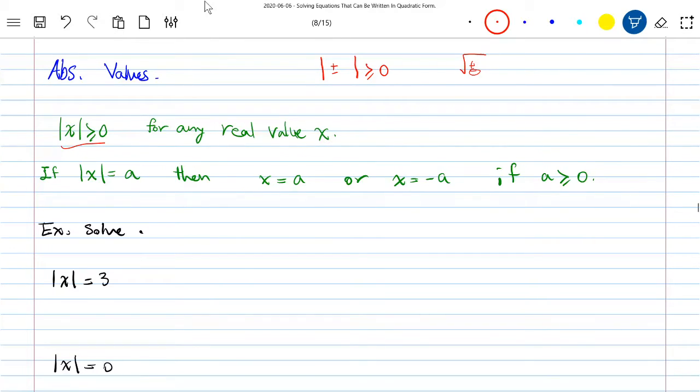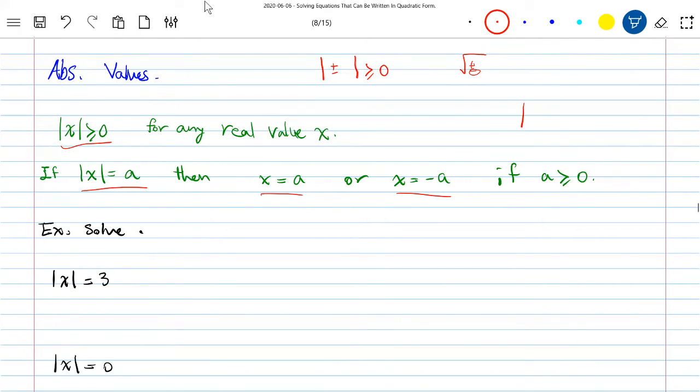So what do we say? Absolute value of x is always greater than or equal to 0 for any real value x. Now, sometimes you're given an absolute value equation and you want to figure out how to solve that equation. So if you have absolute value of x equal to a, here are the two results that you can get. Either x equals a or x equals negative a. This is if a is positive or non-negative, it could be 0 as well.